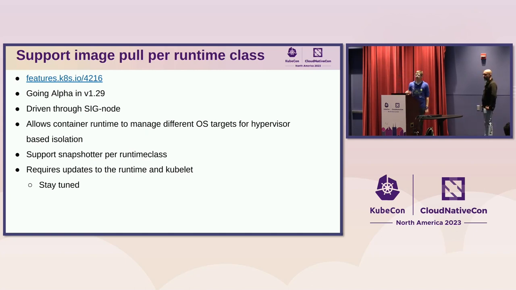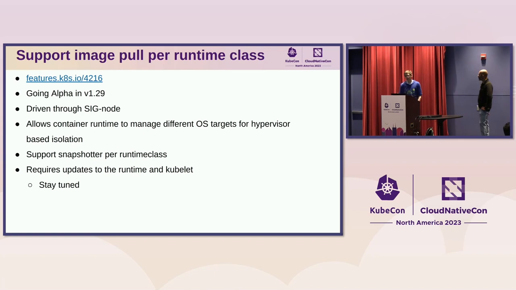The first enhancement that we'll talk about is support for image pulls per runtime class. This one is maybe a little bit technical, but it does enable a pretty big user-facing feature that we've been asked to support, and that is Hyper-V isolated Windows containers in Kubernetes clusters. Today in Containerd, the primary container runtime that we use for Windows, Hyper-V isolated Windows containers are supported, but there's a lot of work that's needed in Kubernetes to close all of these feature gaps.